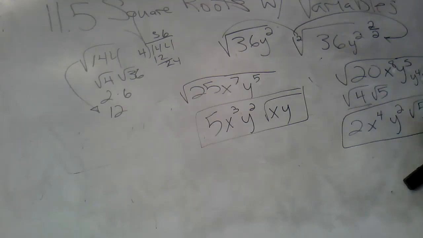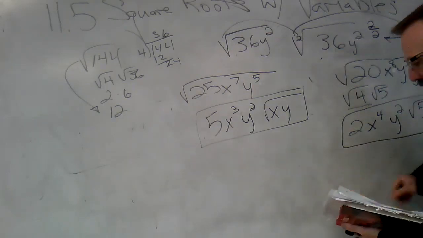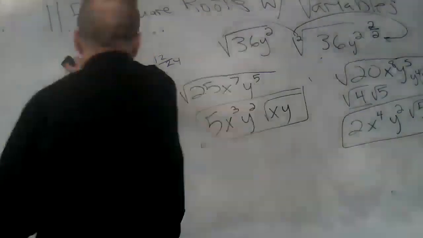Like we said, part of why we simplify it is for later on, if you have more of them that have this square root of 5y, we could combine them just like we would do with x's. Okay, and the last thing we're going to do with this.